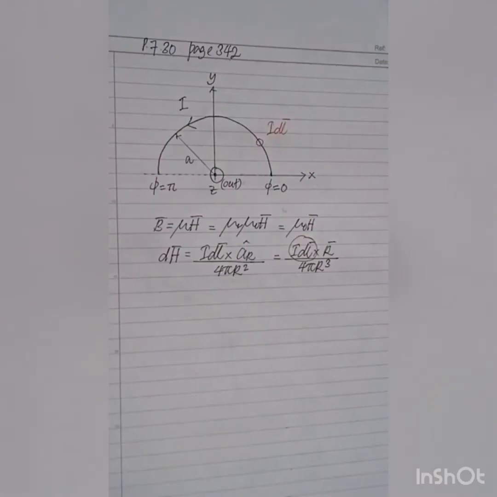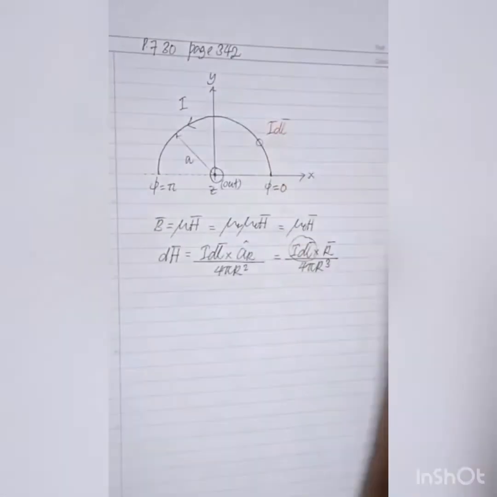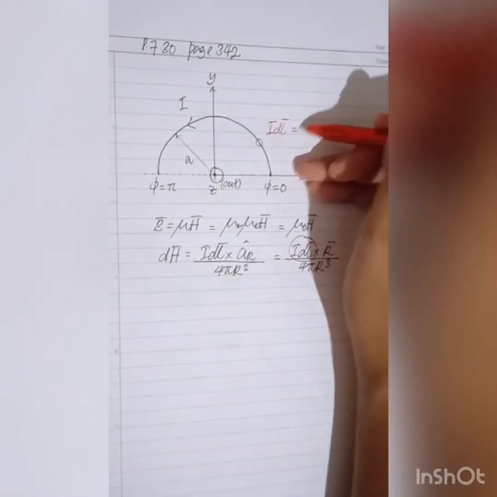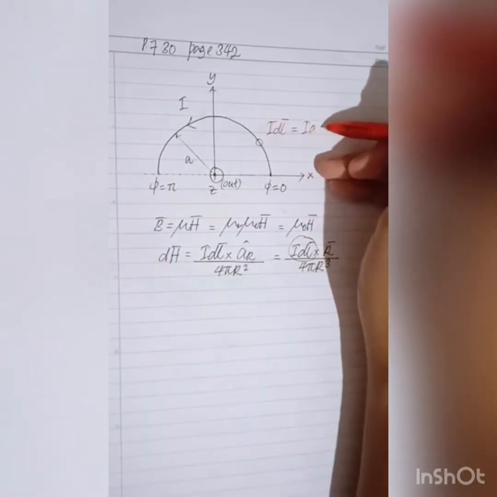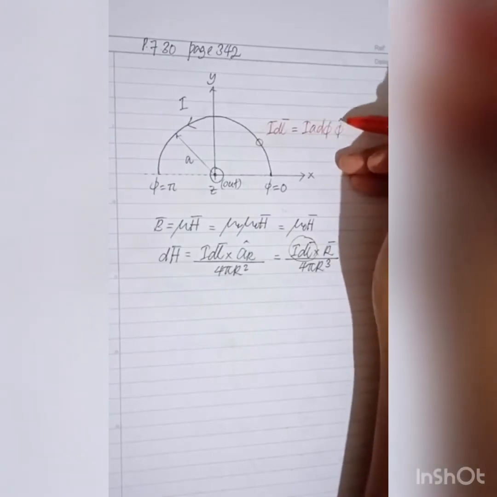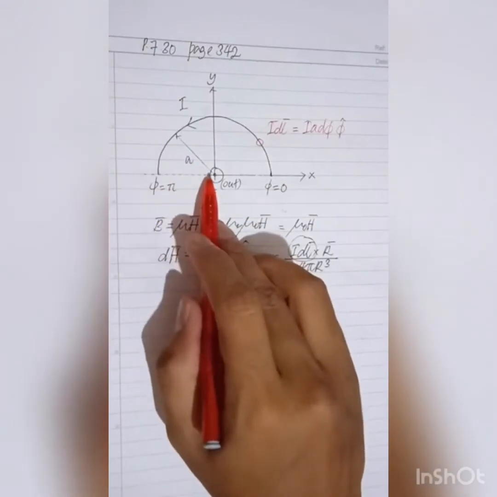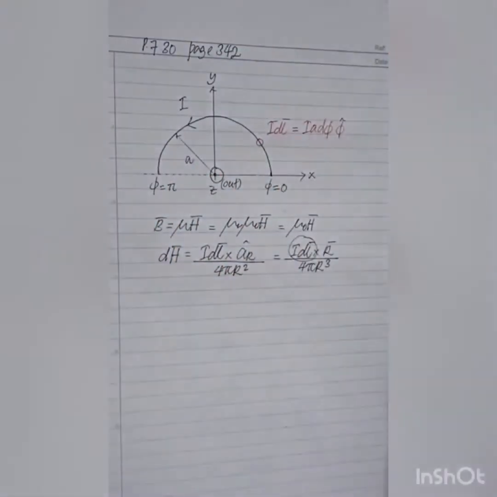We also know that the dl here can be expressed in this form, a d phi in the phi direction. Since the radius is constant, we can simply change it to a. So that's our current element expression.